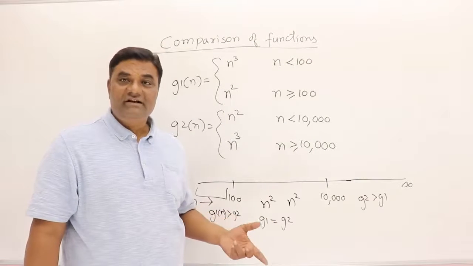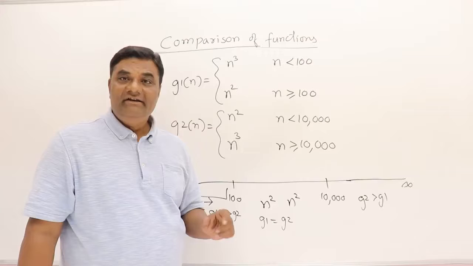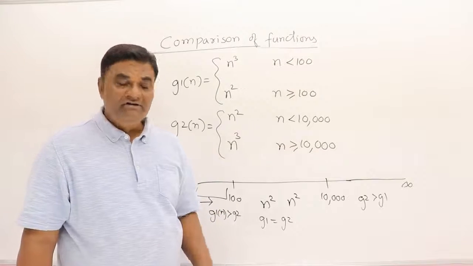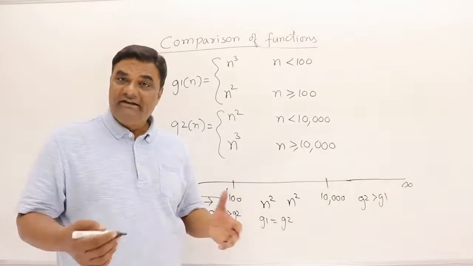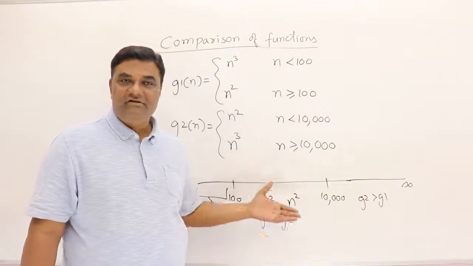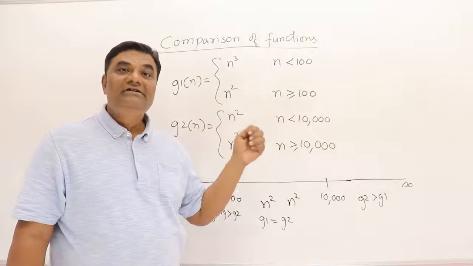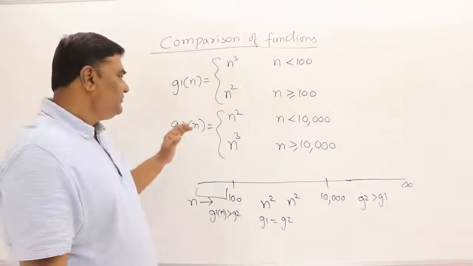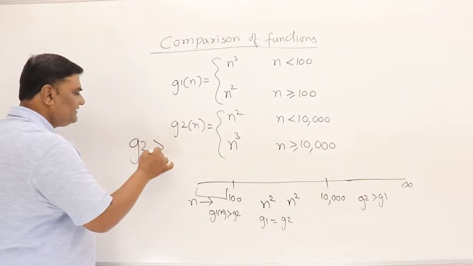Now, who is greater? Which function is greater? G1 or G2? G2 is greater. Always. From what value of n? From 10,000 onwards, it's always greater. Before 10,000, they were changing their sides. Sometimes this was greater or they were equal. But from that point onwards, 10,000 onwards, always G2 is greater. So G2 is greater than G1.